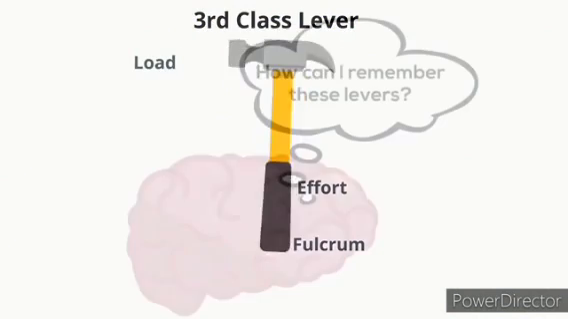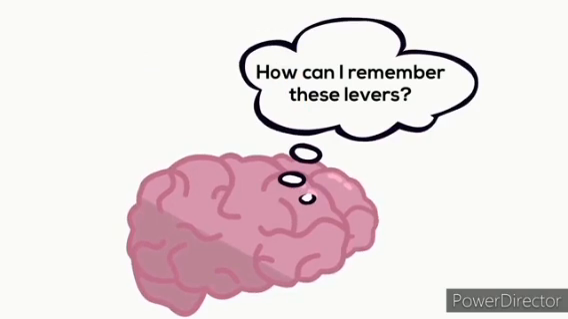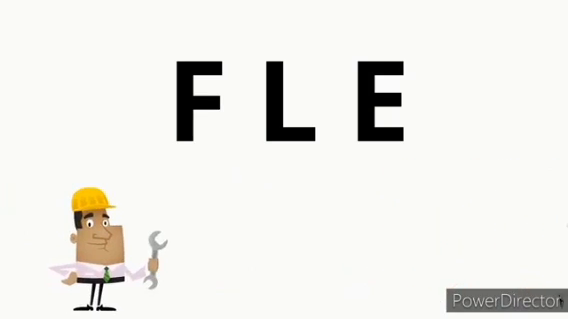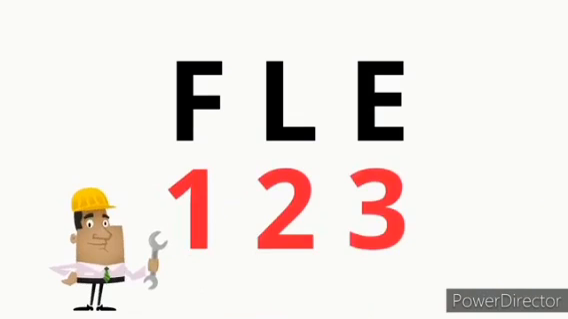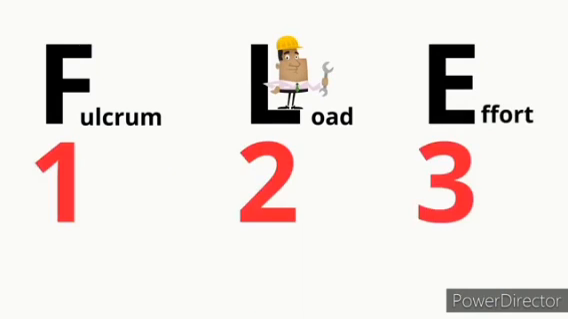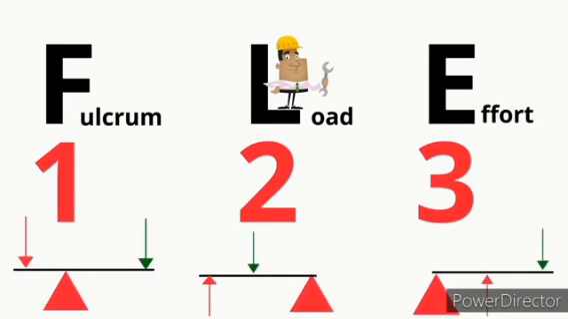Now let's take a look at this easy mnemonic device to help you remember the different class levers. First, you write out FLE, kind of like you're fleeing from someone chasing you with a lever. Next, underneath, write 1, 2, 3. The letters stand for fulcrum, load, and effort, and tells you what's in the middle. The 1, 2, 3 is the type of class lever.